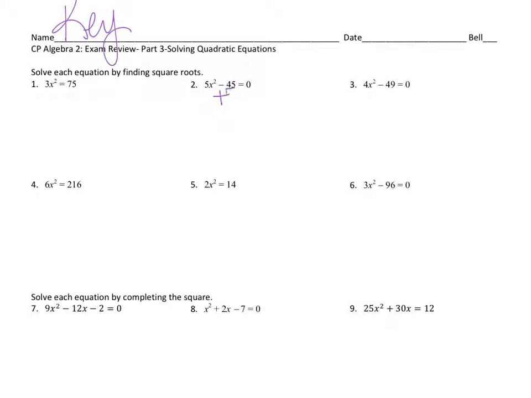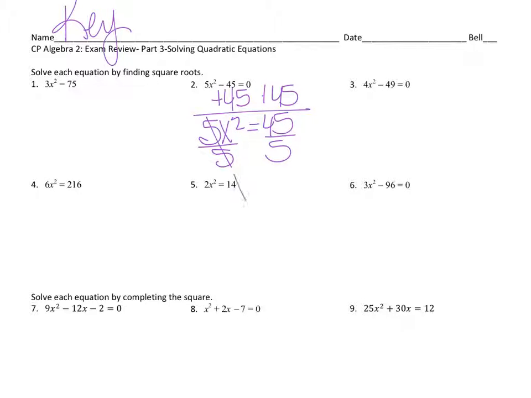I'm going to start by adding 45 to both sides. When I do that, I get 5x squared equals 45. My next step is going to be to divide both sides by 5. That'll leave me with x squared equals 9.